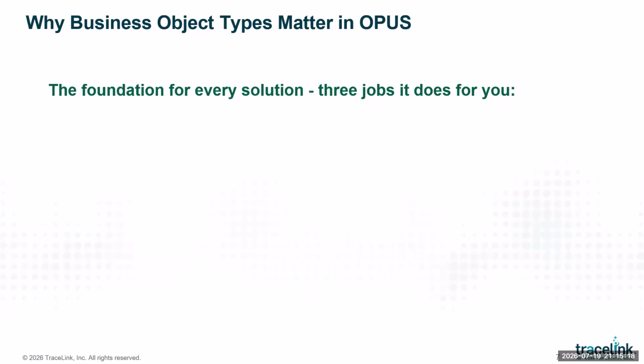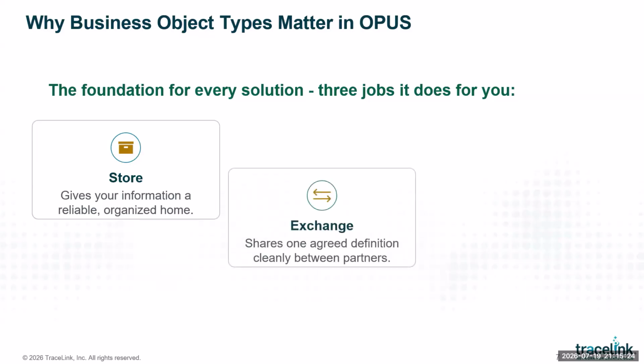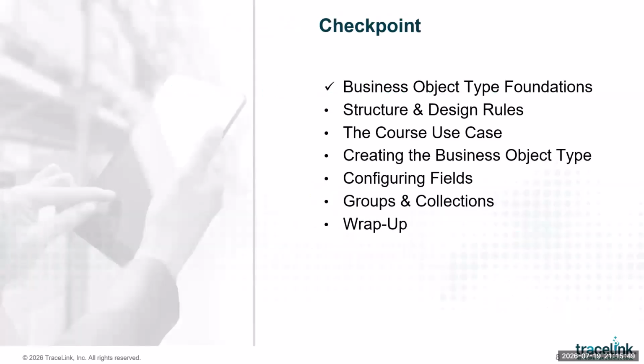I like to boil it down to three words. Store, it gives your business data a reliable, structured home. Exchange, it's a shared definition that moves cleanly between partners. Automate, it's the backbone that your workflows and your automation act on. Get the business object type right, and everything you build on top of it gets easier. Now on to structure and design rules.